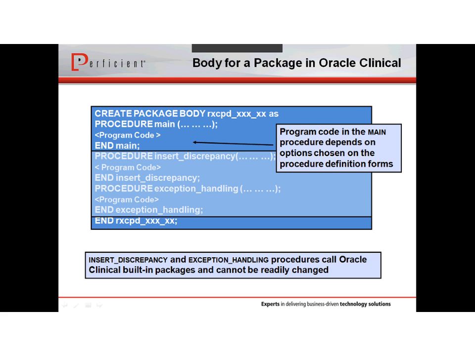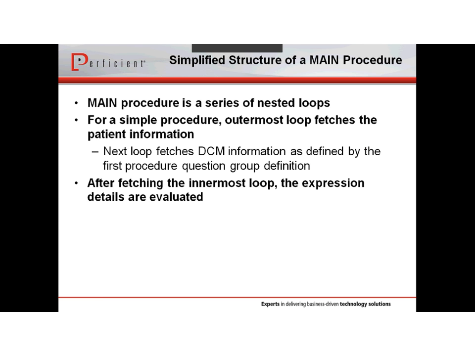The main procedure, let's look at a simplified structure of the main procedure. The main procedure is a set of loops. The outermost loop fetches patient information using the patient cursor. The next loop fetches DCM information as defined by the first procedure question group definition on the second level screen. And it will fetch additional loops, innermost until, after it fetches the innermost loop, which in the simple procedure is just one DCM cursor, then the expression details are going to be evaluated.